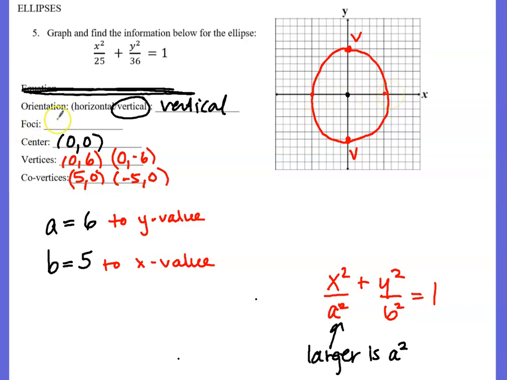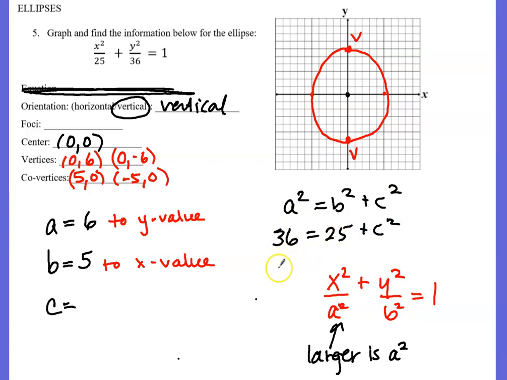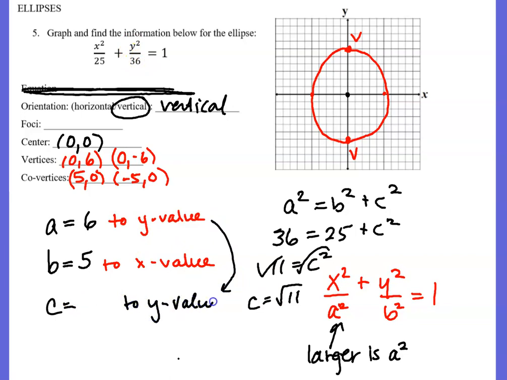Now the foci, the way that I get C is by using the relationship a squared equals b squared plus c squared. So let's see what we got. A squared is 36, b squared is 25. We've got to solve for c squared. So if we subtract this, we get 11 equals c squared, c equals root 11. So this is a nasty number. That's okay. Remember that c always goes in the same direction as your vertices. So if my longest axis is happening in the y direction, then the foci should also happen to the y value. So whatever direction your longest is, that's where the focus should go.